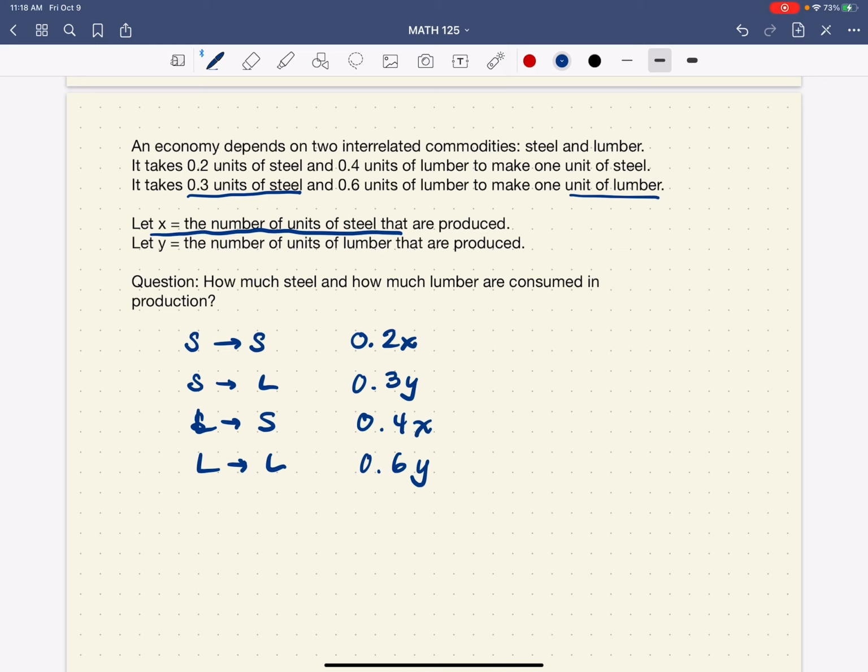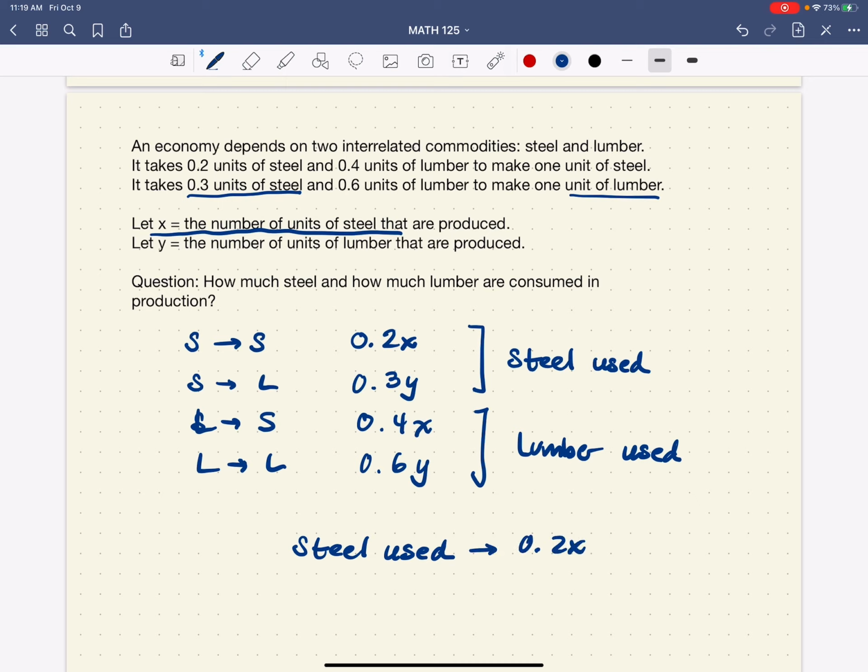So here's what we have. This is how much steel is used, and this is how much lumber is used. So steel used would be 0.2X plus 0.3Y. And lumber used would be 0.4X plus 0.6Y.